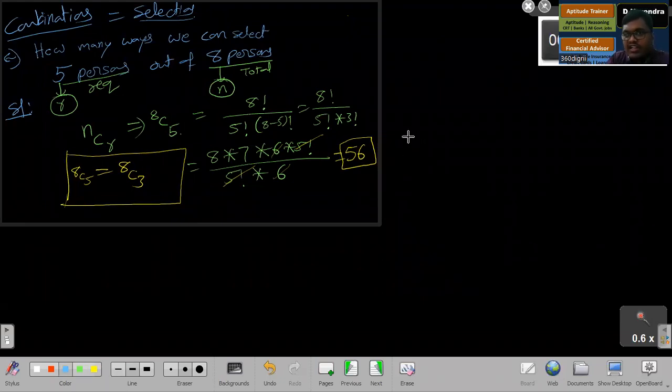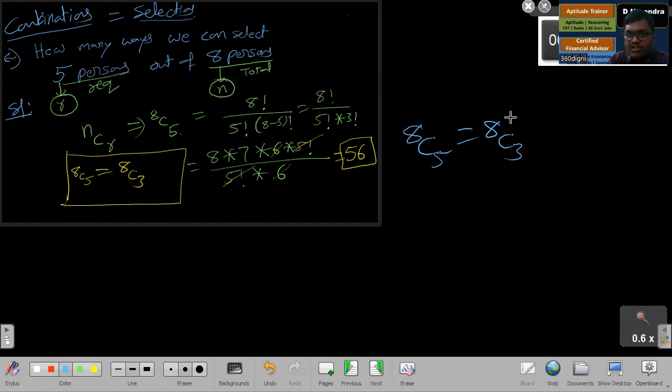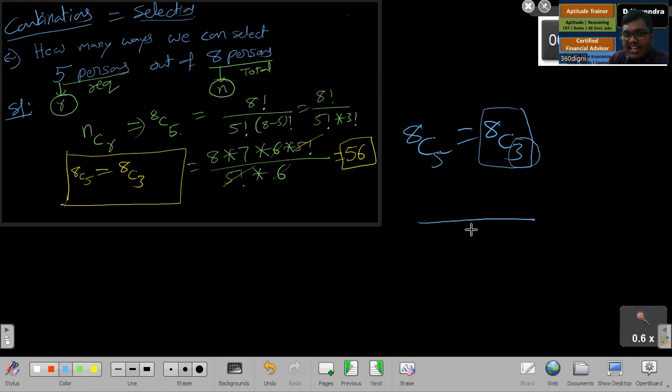So 8C5 can be written as 8C3 because both the values are the same. So what is the R value here, guys? 3. Consider the denominator as only 3 factorial. In the numerator, consider 3 values: 8, less than 8 is 7, less than 7 is 6. Starting from 8 in decreasing order, consider 3 values, divided by R factorial. Then the complete answer will be easy, guys.